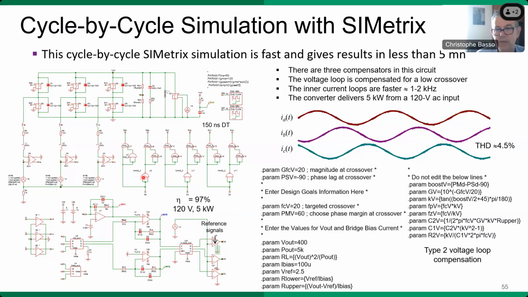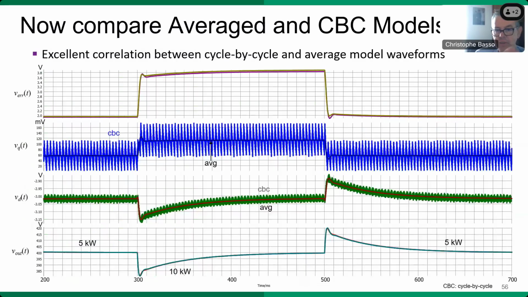I can then run a cycle-by-cycle simulation with SIMPLIS. And what I will do is compare the cycle-by-cycle simulation results to a transient step and compare that transient step response with that of the average model. If the average model is correctly done, then you should have perfect superimposition of the average model response with that of the transient model. And this is what you can see. And usually it's a relief when you see that. It means that your modeling is correct.